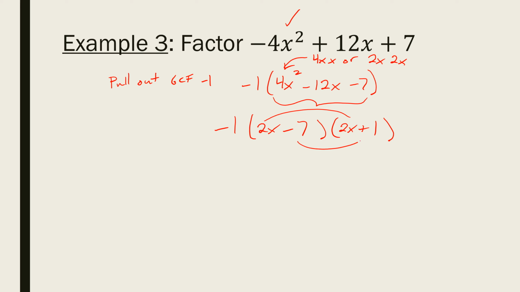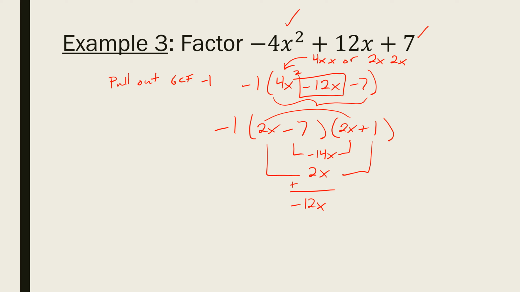Check. I know that -7 times 1 is 7. Check. And I knew that -7 would be combining with this 2x for -14x. And I knew that the outsides would be combining to 2x. These combine to -12x, which is almost right. Actually, it's exactly right, because in this, I wanted the -12x. See how I kind of did that in my head?